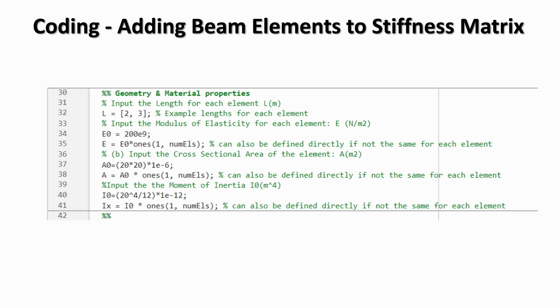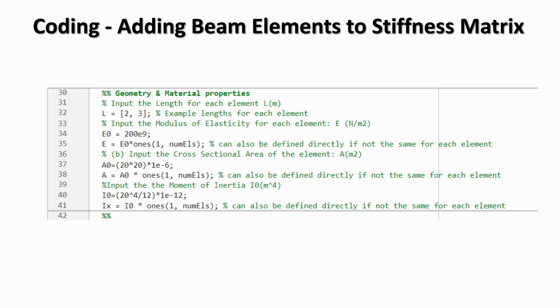It's important to note that if the elements had different materials, we could just as easily define E as a vector with different values, just as we did for the lengths. We then calculate the cross-sectional area A. As I said, I've given this a cross-section of 20 by 20 millimeters, and this gives an area that we can convert into square meters. Again, assuming both elements have the same section, but we could easily define A as a vector with different values for each element. Finally, we calculate the second moment of area, or the moment of inertia I, using b to the power of 4 divided by 12 for the square cross-section we have. For 20 millimeters converted into SI units, this gives our base value.